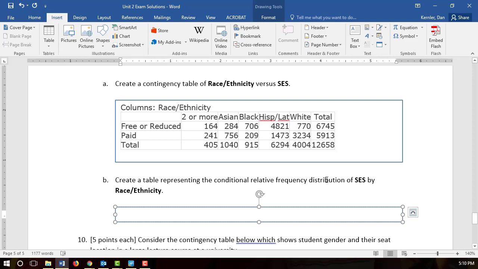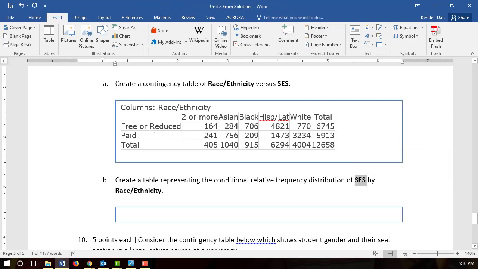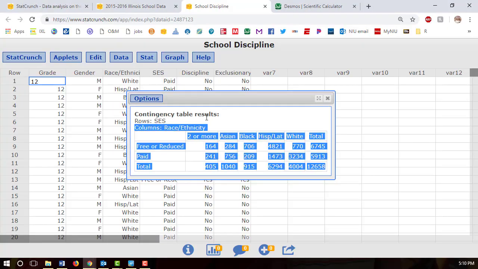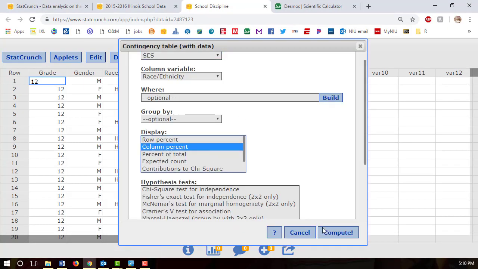Right, so this is the conditional relative frequency distribution of socioeconomic status. So we want to know, how are these two socioeconomic statuses distributed? You know, what percent are free or reduced and what percent are paid? We want that broken down by race or ethnicity. So I think we want the column percent here. So let's do options, edit, column percent.